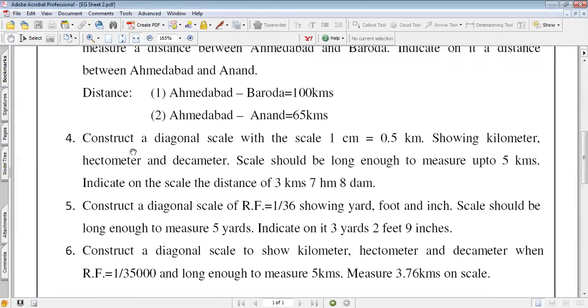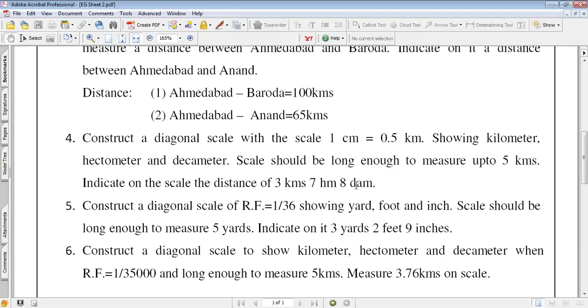Now, see, construct a diagonal scale with scale of 1 centimeter is equal to 0.5 kilometers, showing kilometer, hectometer and decameter. Understand? So biggest out of these three is kilometer. Then smaller than kilometer is hectometer, and smaller than hectometer is decameter. The scale should be long enough to measure up to 5 kilometers. Indicate the scale distance: 3 kilometers, 7 hectometers and 8 decameters.